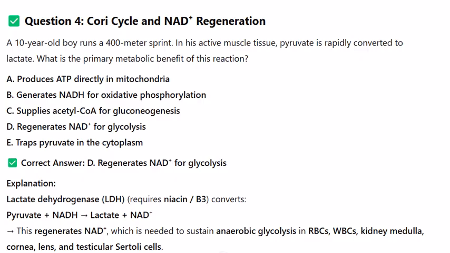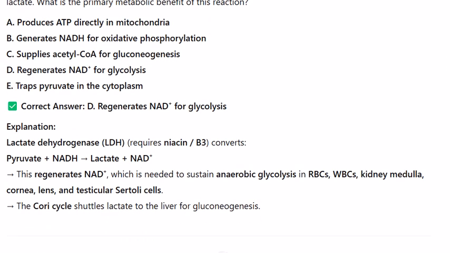Explanation. Lactate dehydrogenase, LDH, requires niacin, B3, and converts pyruvate plus NADH to lactate. This regenerates NAD, which is needed to sustain anaerobic glycolysis in RBCs, WBCs, kidney medulla, cornea, lens, and testicular Sertoli cells. The Cori cycle shuttles lactate to the liver for gluconeogenesis.